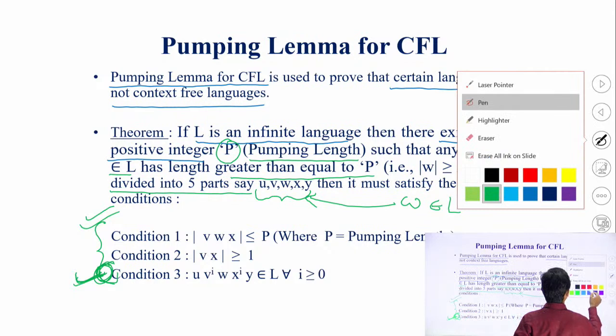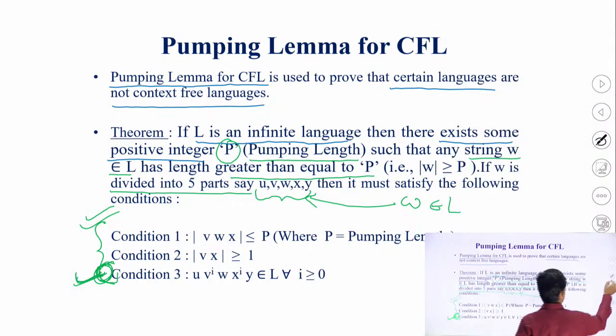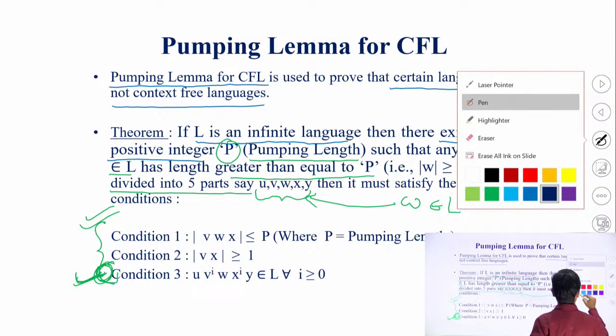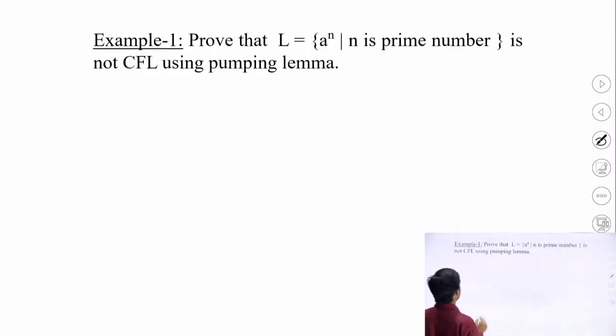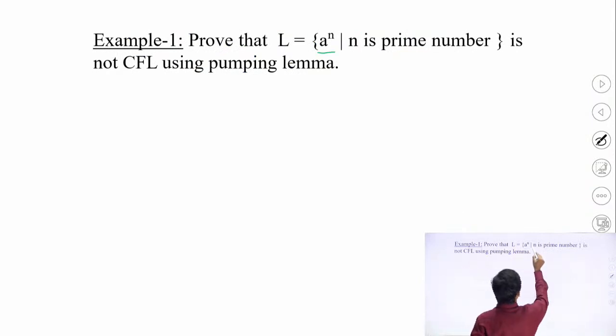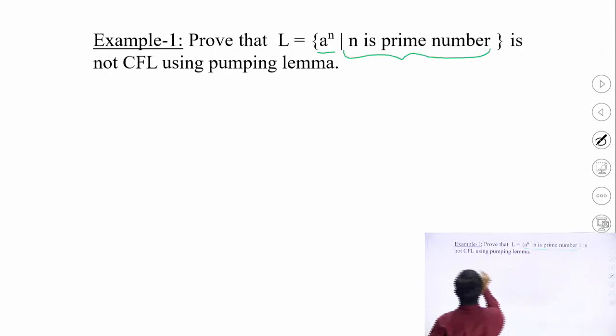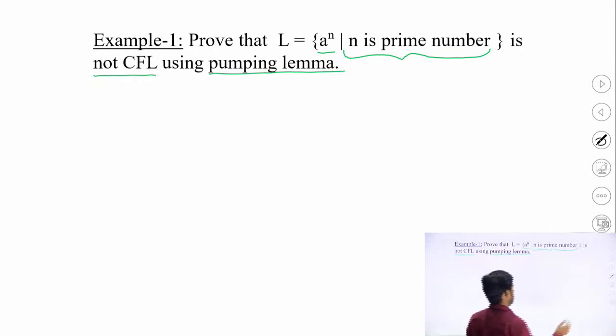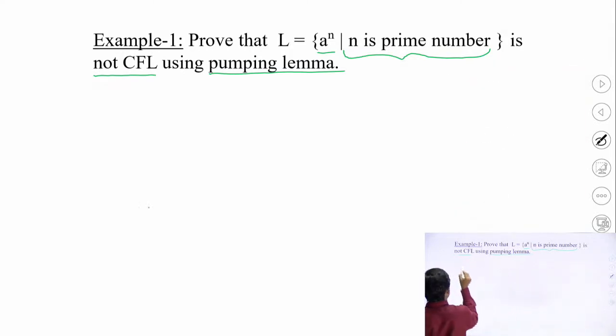So let's see one example. Prove that the language a raised to power n, where n is a prime number, is not a CFL, context free language, using the pumping lemma theorem. So let's see the solution.